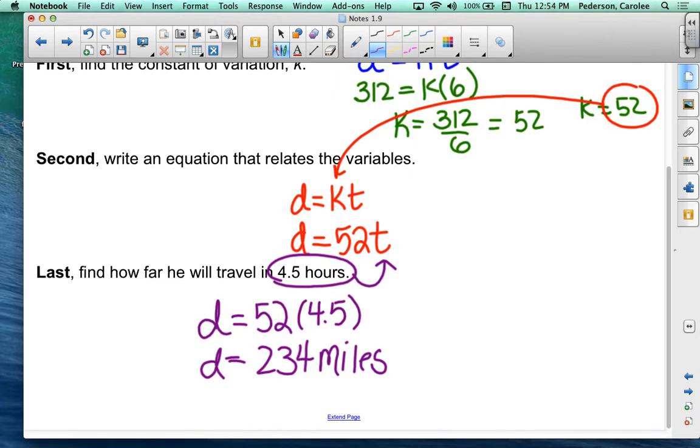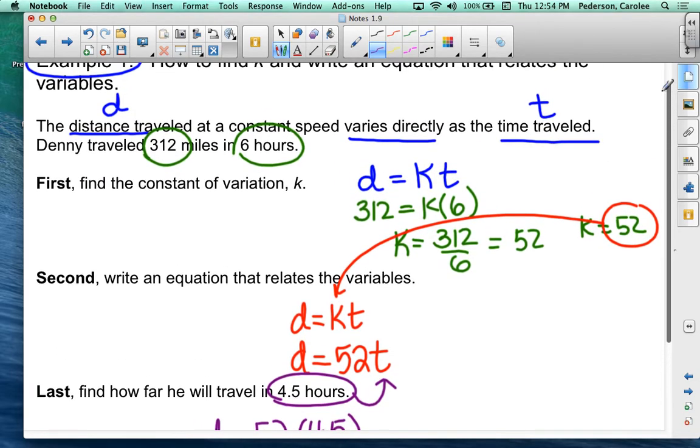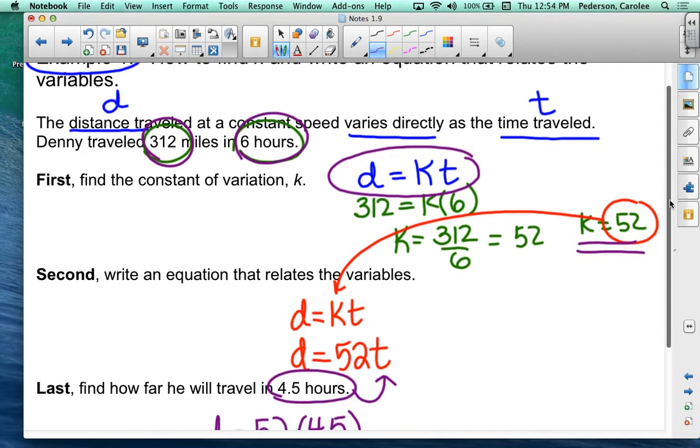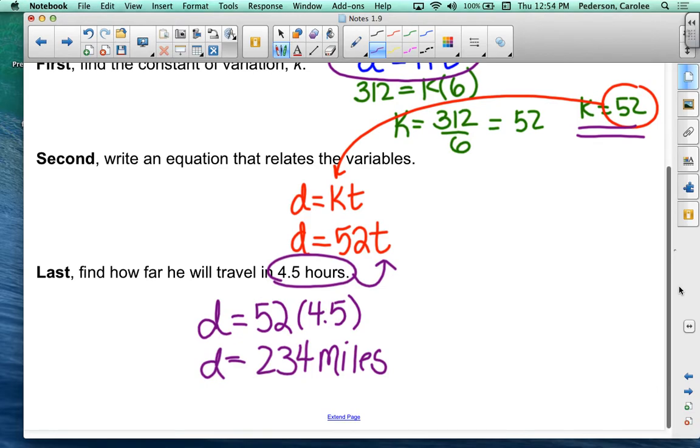So if we go back up here, the first thing we want to do is take the given information, write our direct variation equation, and substitute the values in to find our k. Step 2 is to take that k and sub it in. And now we have our direct variation equation with k. And now we can go out and answer any question we want with distance or time. We've now completed this problem. You can go ahead and stop your recording.